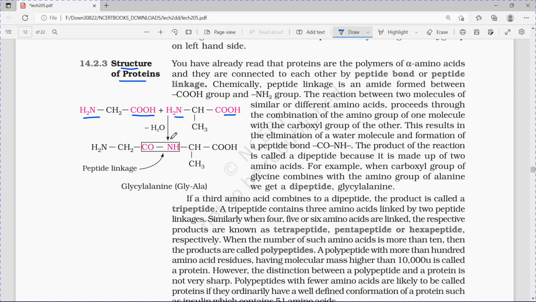So what happens here? The H from the NH2 and the OH from the acid group here, and one H here, not all the H, goes out. So it forms a CONH bond, right? So this is called a peptide bond or peptide linkage, right? That is also called an amide. RCONH2 is the formula for amide. You know that, right?